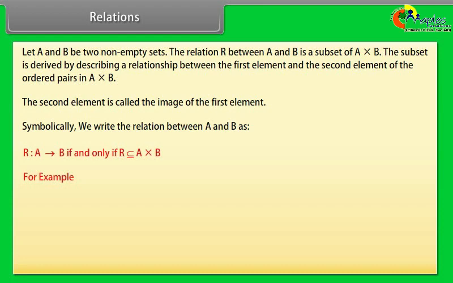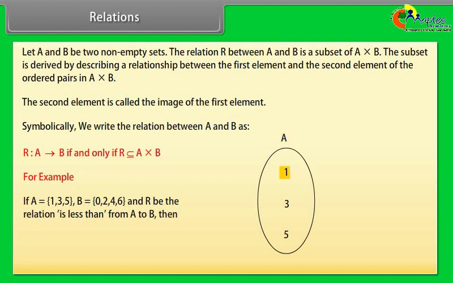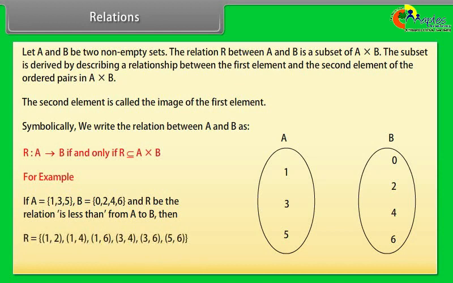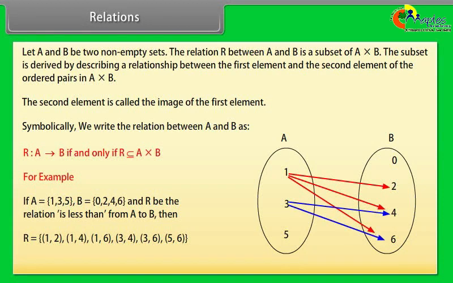Consider the example to have better understanding. If A is equal to {1, 3, 5}, B is equal to {0, 2, 4, 6}, and R is the relation 'is less than' from A to B, then R is equal to {(1, 2), (1, 4), (1, 6), (3, 4), (3, 6), (5, 6)}.